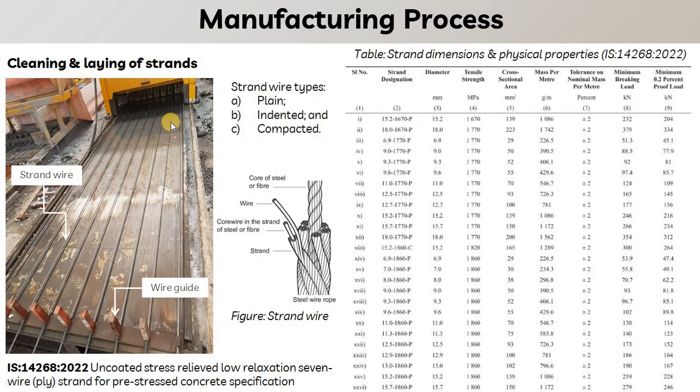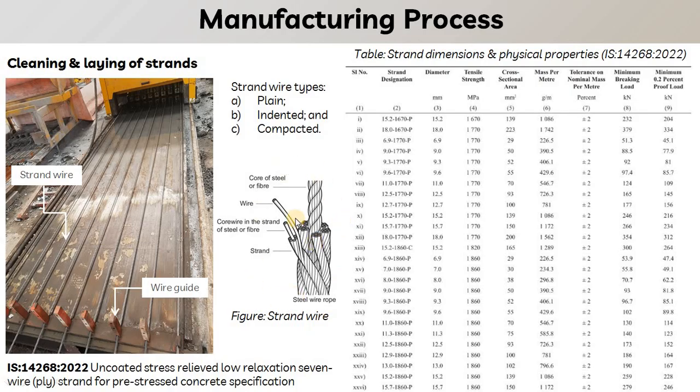Here you can see the cleaning and laying of the strand is done, and this is the wire gauge that is used to hold the strands in position, and this is the standard chart for the strand wire and its physical properties, as per IS 14268 2022. There are three types of strand wires: plain wire, indented wire and compacted wire. In the picture you can see the strand wire that is used, and in the figure this is the steel rope.